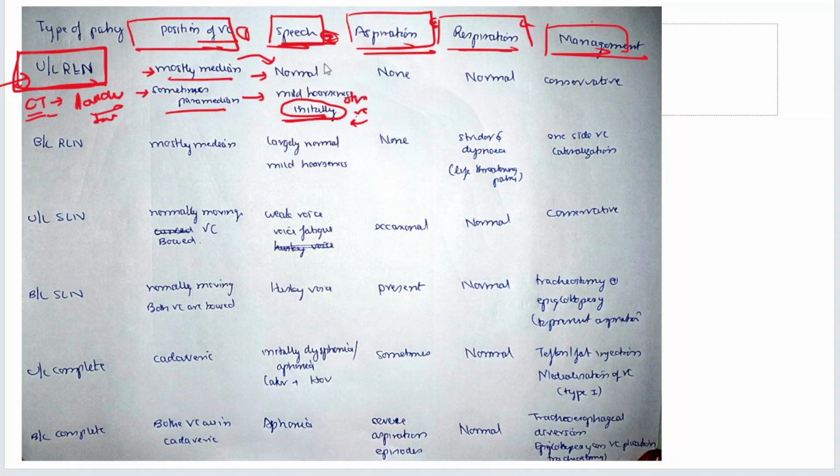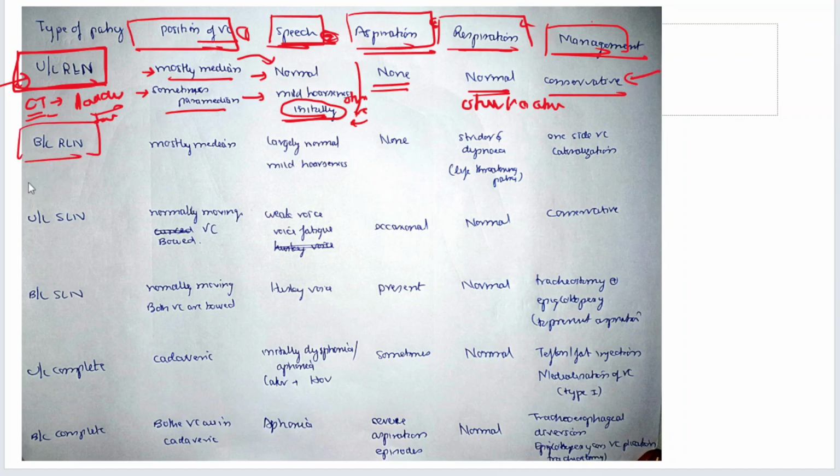So what is the presentation? The patient will not even come to you or may present with mild hoarseness. Aspiration, there is no chance because there is no problem with anesthesia. Respiration is normal because the other vocal cord, the normal vocal cord, is moving away with nice abduction. When there is no problem to the patient, the treatment is conservative.